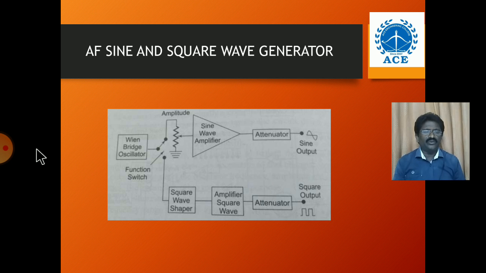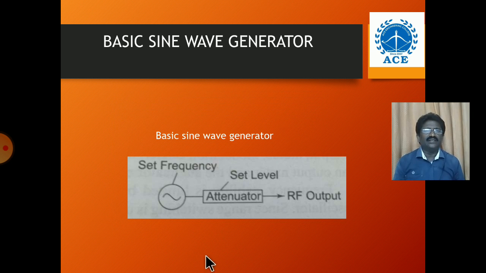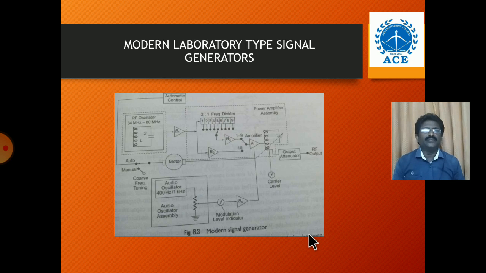To build any analyzer, we need a sine wave generator. This is the basic set of the sine wave generator, having a set frequency in the form of an oscillator, and the attenuator is the set level. The output of the set frequency can be adjusted with the help of the set level. Finally you get the output in the form of an RF signal. So this is the modern laboratory type signal generator.